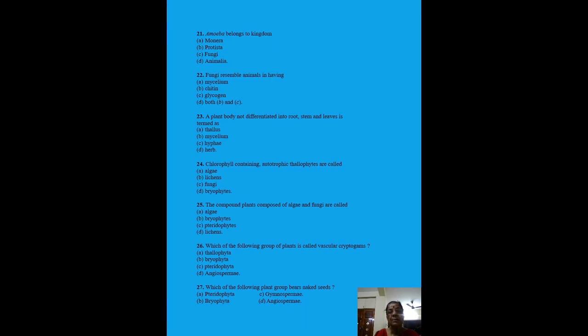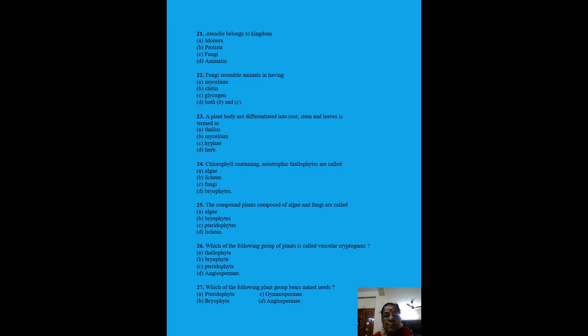Alright. A plant body not differentiated into root, stem and leaf is termed as thallus. We have studied in algae, thallus is the plant body. And chlorophyll containing autotrophic thallophytes are called algae.